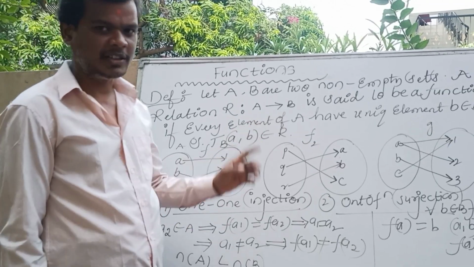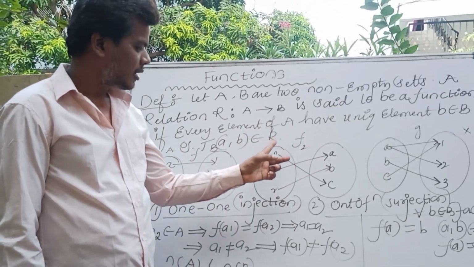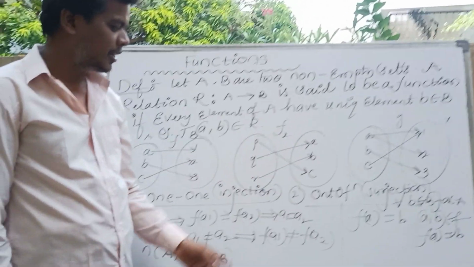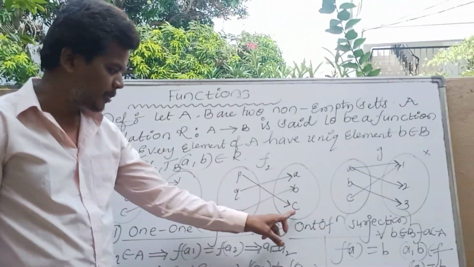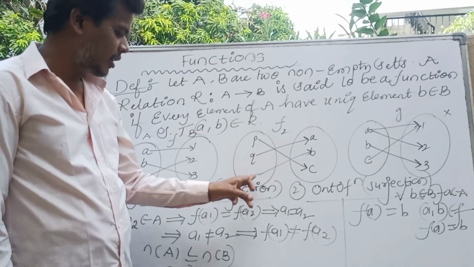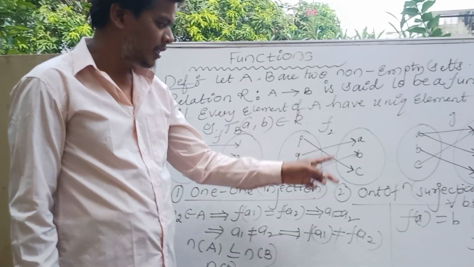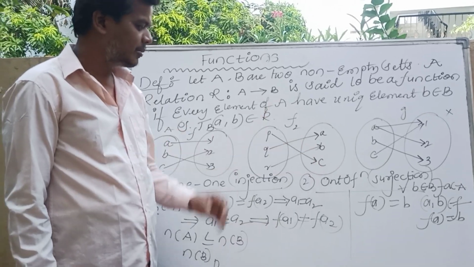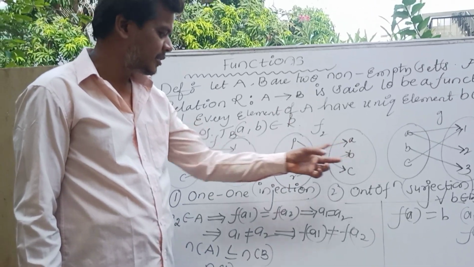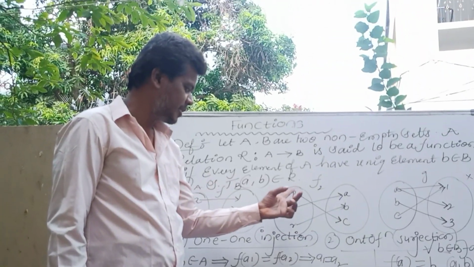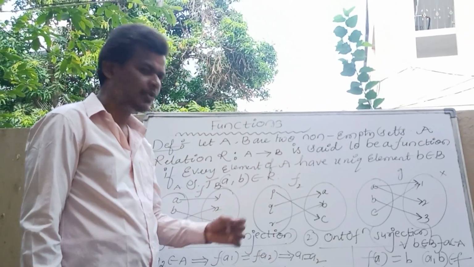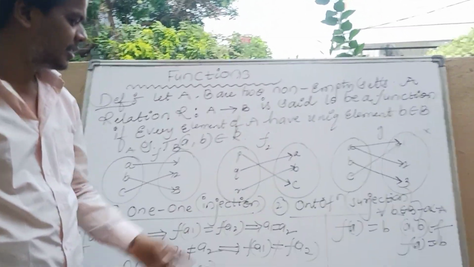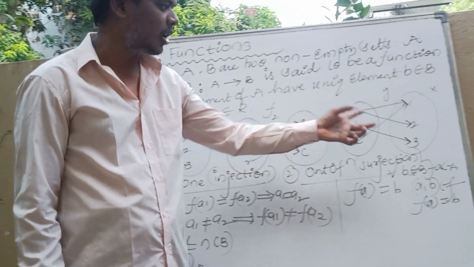Let us come to the second example. A is the domain, with elements p, q, r, and B is the codomain with a, b, c. p is mapping to c, q is mapping to a, and r is mapping to b. So clearly distinct elements have unique images here. a is the image of q, c is the image of p, and b is the image of r. So every element of A has a unique image. It is also a function.